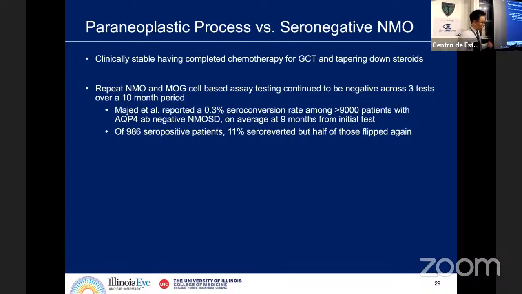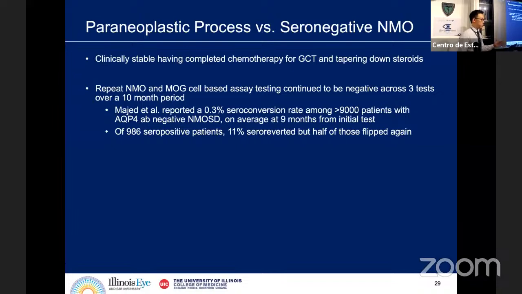Recently, another study talked about seroconversion for patients who were seronegative NMO, and a very, very low rate among a little over 9,000 patients that were initially seronegative. Only 0.3% of them seroconverted. And this was on average around 9 months from the initial aquaporin test. And then conversely, among 900 or almost 1,000 seropositive patients, 11% of them became negative, but then half of those 11% eventually went back positive again.